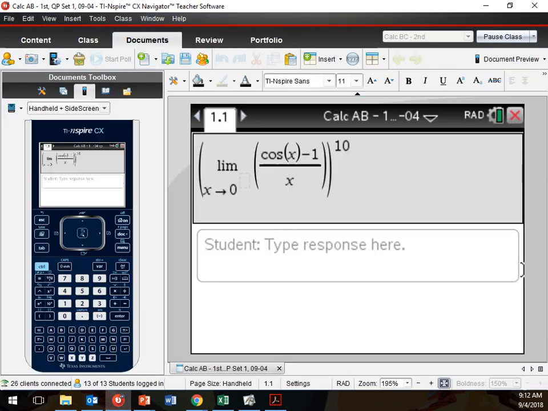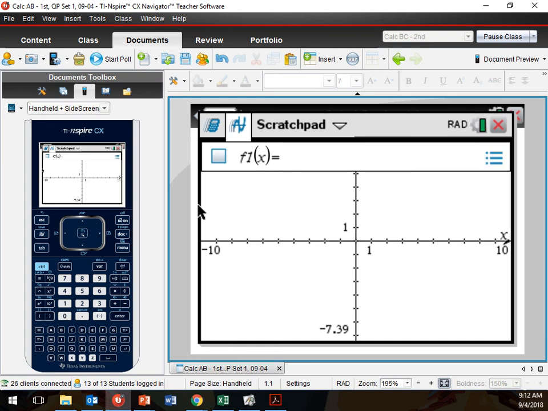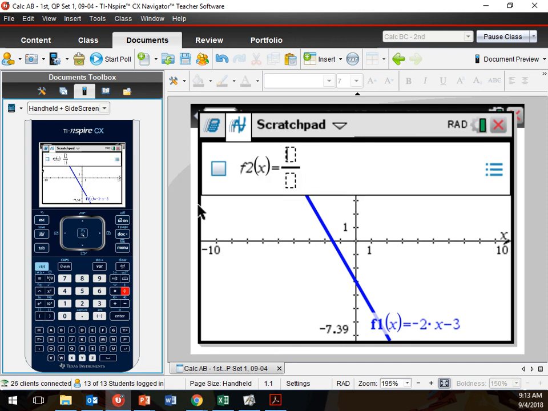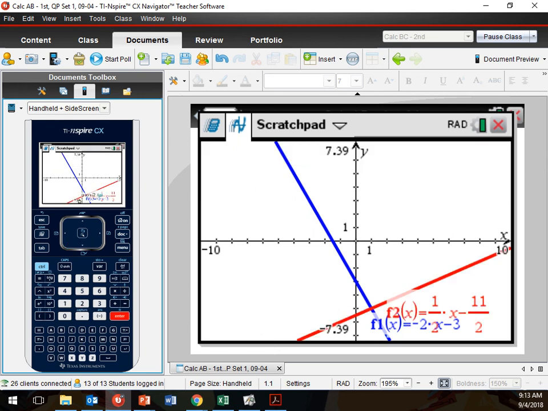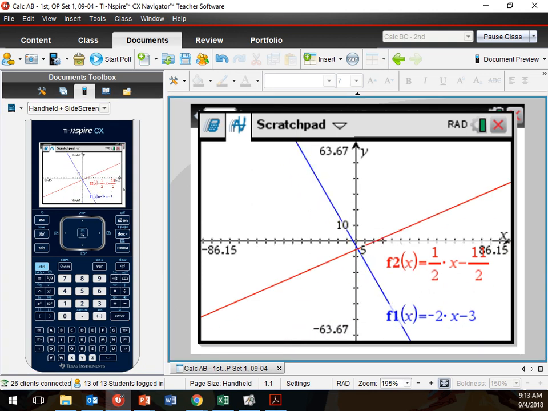Let's go to document. What was it? It was negative 2x minus 3. Enter. And then the other one is positive 1/2 x minus 11/2. There we go. Look at that. Use technology. So I have my graphs perpendicular to each other.